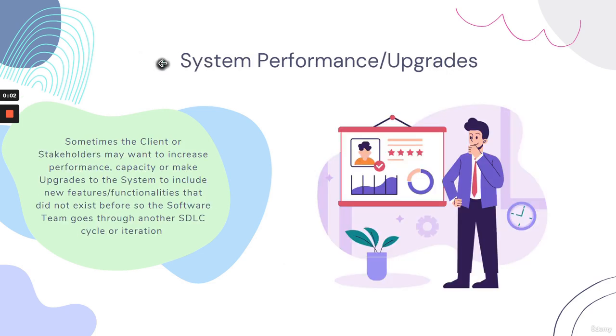The client provides feedback on the overall performance and the functionality of the system that was launched. Sometimes the client or stakeholders may want to increase the performance, capacity, or make some upgrades to the system to include new features and functionalities that did not exist before. So the software team goes through another SDLC or software development lifecycle iteration, which means that it runs through the process fairly quickly this time since it's a smaller feature or functionality that needs to be integrated into the overall system.